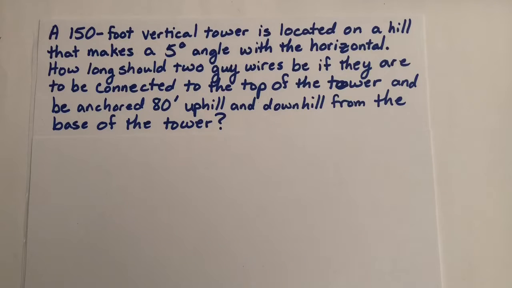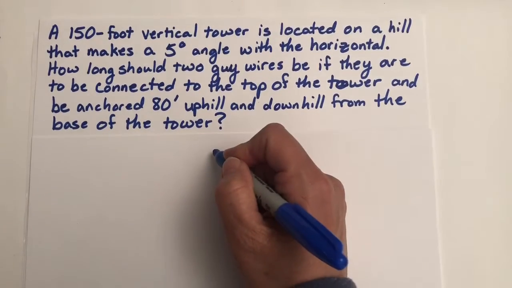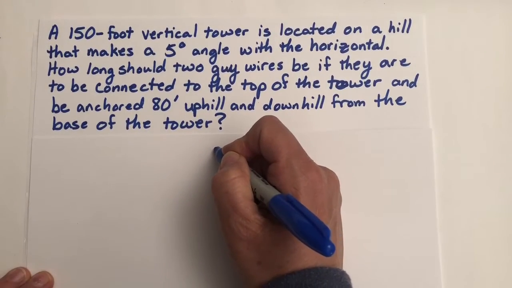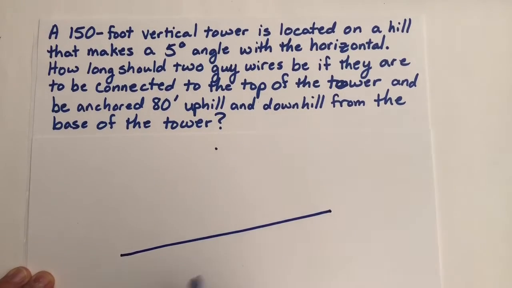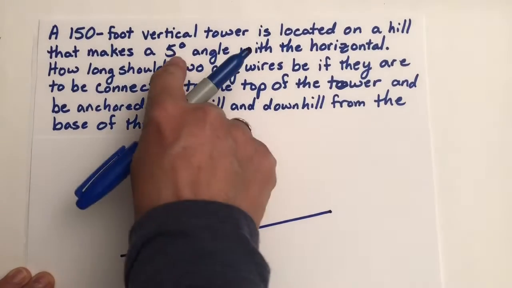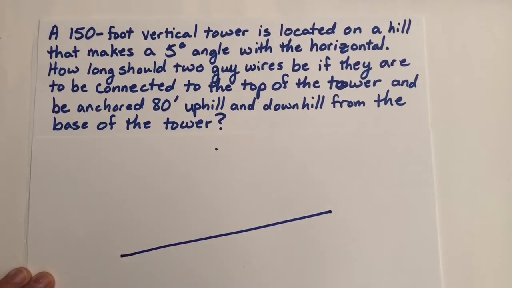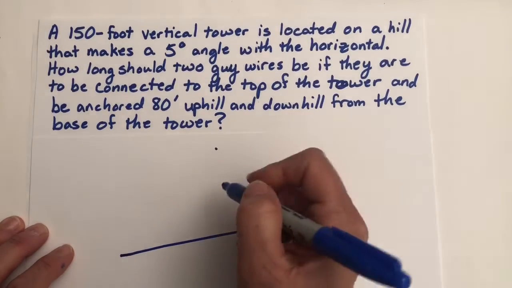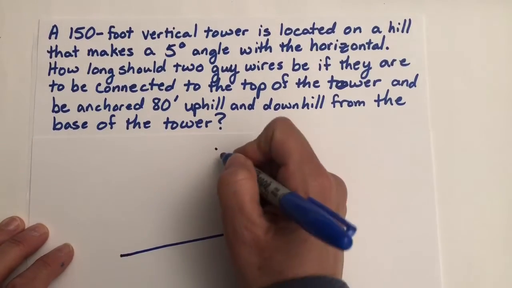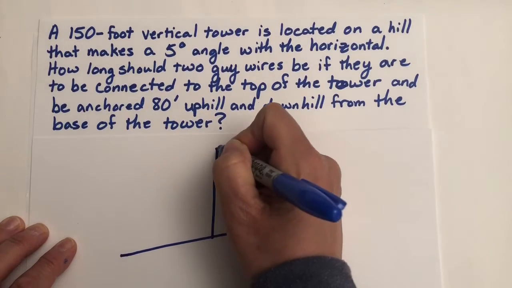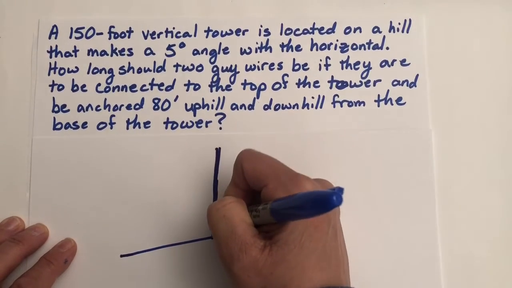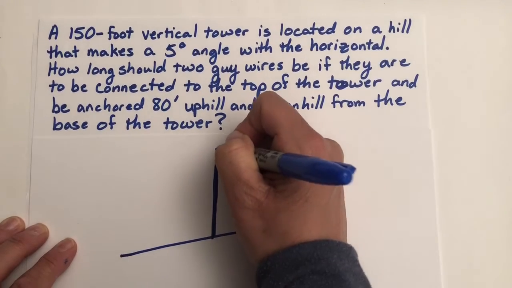Well, first let's just draw a picture, figure out what this is even talking about. We have a tower. Let me draw the tower on a hill. Maybe I'll draw the hill first. So here's my hill. It's a little steeper than this 5-degree angle, but I'm just drawing it that way for emphasis. And we have a vertical tower, so the tower is going straight up. So I won't draw a fancy tower. That will represent my tower.